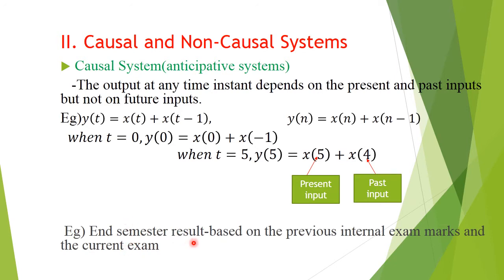Another example is the end semester result based on the previous internal exam marks and the current exam. So the previous internal exam mark is the past input and the current exam is the present input.